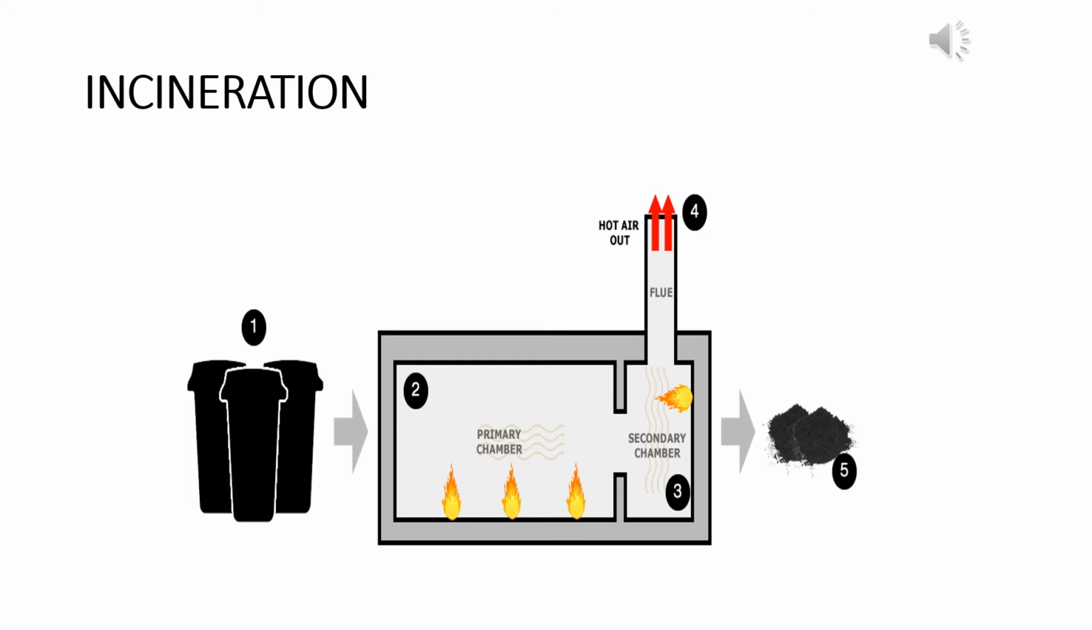The next method is called incineration. Incineration is a process in which we burn the waste materials and then the ash is obtained, and that ash is used as landfill. The incineration process is done in equipment called the incinerator, which has two chambers, a primary chamber and a secondary chamber. Fire is used to burn the waste materials, and the obtained ash is used in the landfill, and the hot air is let out from an outlet chamber.